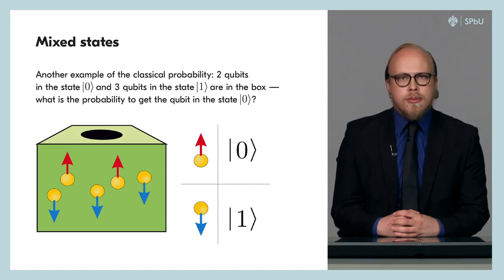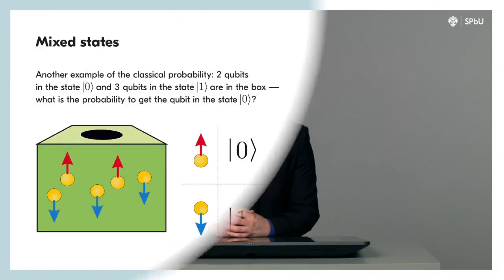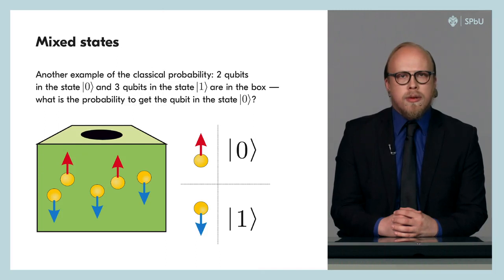Then, if we get a qubit out of the box, then with a 40% probability we will get a qubit in the state 0, and with a 60% probability in the state 1. This is our statistical mixture of two pure states for a physical system consisting of 5 qubits. And the probabilities we are talking about, whether for balls or for qubits, belong to the same type. This is the so-called classical probability. The qubit that we got from the box, even before the measurement, is either in the state 0 or in the state 1. In this case, the reduction does not occur.